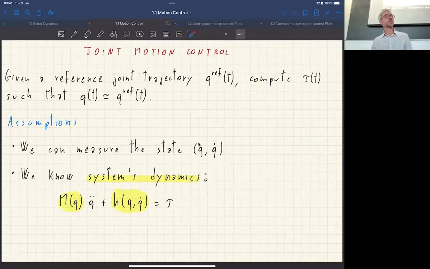If we want to describe the joint space control problem in a very loose way, we can frame it in this way. Given a reference joint trajectory, qref of t.